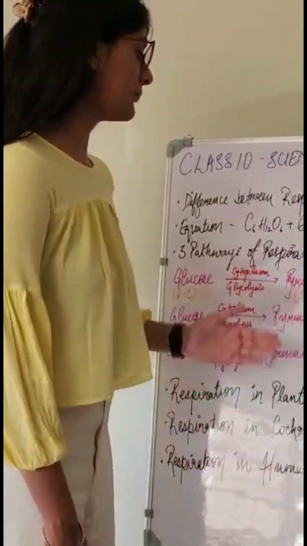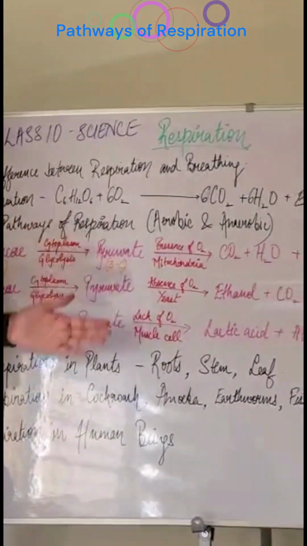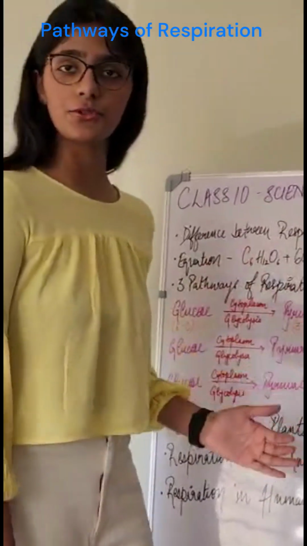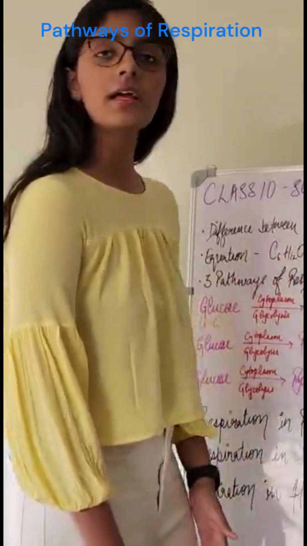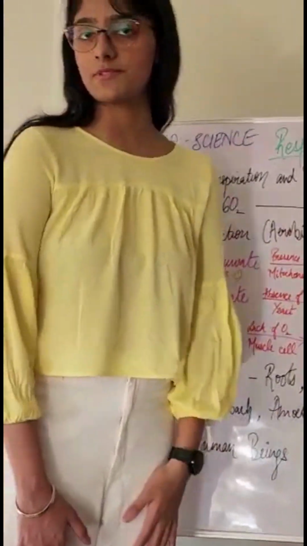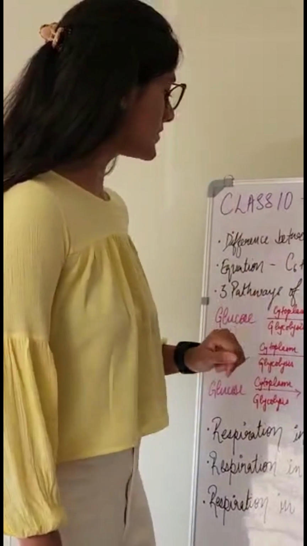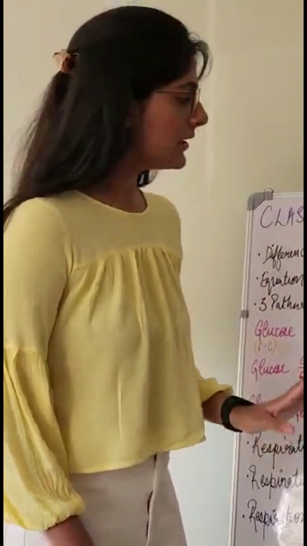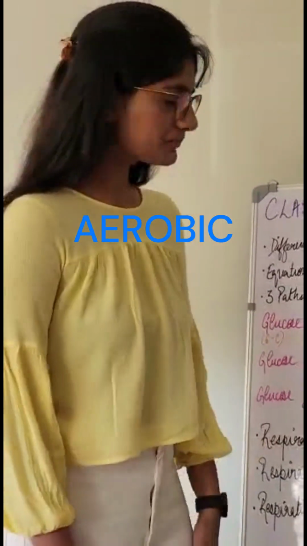Now we will be taking up the three pathways of respiration. But before that, we have to know what is aerobic respiration, which takes place in the presence of oxygen, and anaerobic respiration in the absence of oxygen. So the very first one is aerobic respiration, जो ऑक्सीजन के प्रेजेंस में होता है.